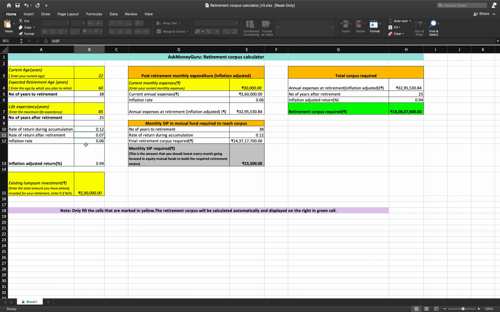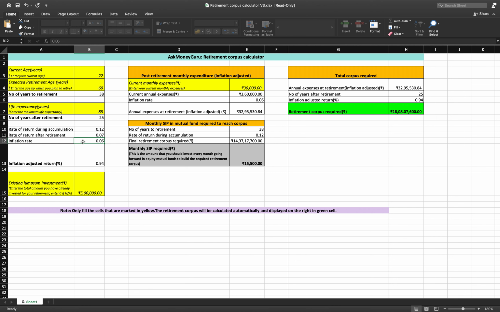Currently there are some good products in the market for senior citizens, like the Senior Citizen Savings Scheme, and certain senior citizen specific FDs. I think banks provide a higher rate of interest for senior citizens as well. You can consider these for your post retirement investment, and typically they provide around 7% rate of interest. So the rate of return after retirement can be considered as 0.07, which is 7%.